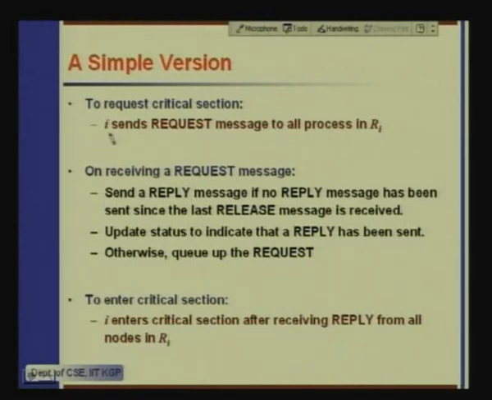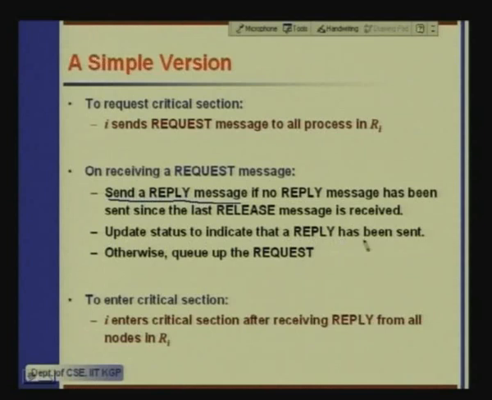To request critical section, Pi sends a request message to all processes in Ri. On receiving a request message, send a reply message if no reply message has been sent since the last release message was received. Okay. So now when a process receives a request message, it will send a reply message if no reply message has been sent since the last release message was received. So if a reply has been sent and the release has not been received, that means that this process has given permission to somebody to execute critical section. It cannot simultaneously give permission to another process, right. So only when the release message comes back, then it can again send a reply.